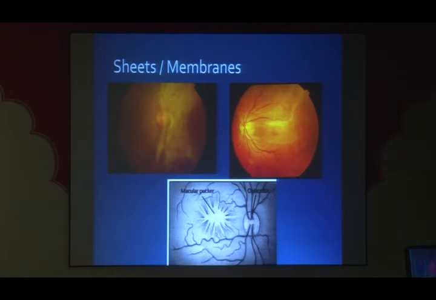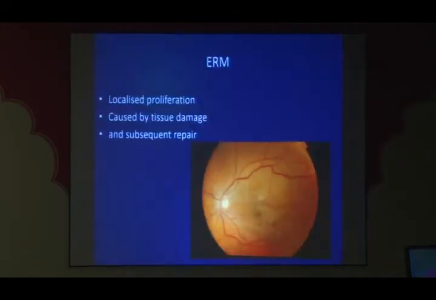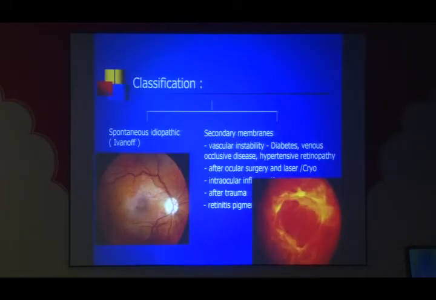Sheets are nothing but proliferations due to damage to the tissue and repair thereafter. The natural repair results in the epiretinal membranes. A localized proliferation caused by tissue damage and subsequent repair which can be classified.